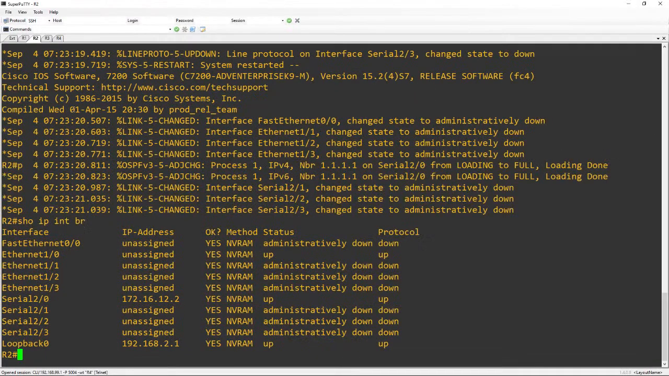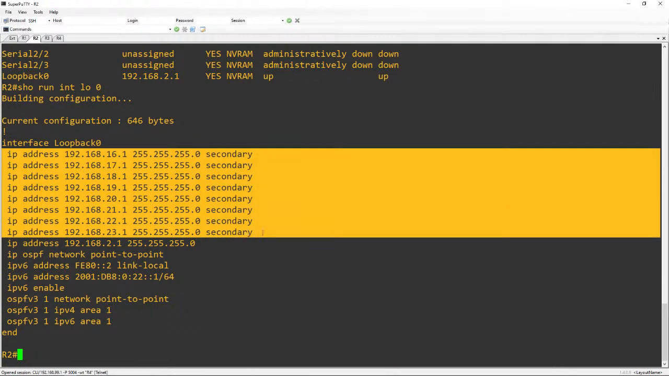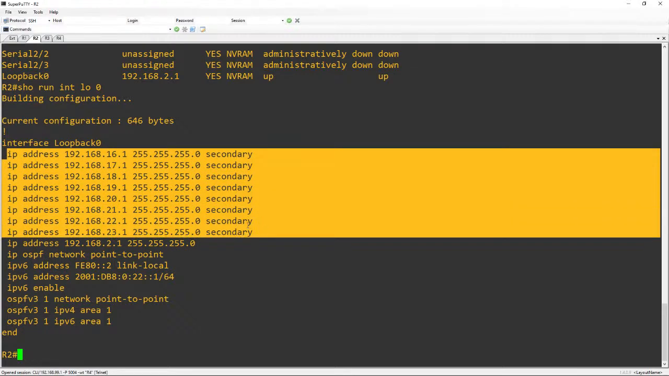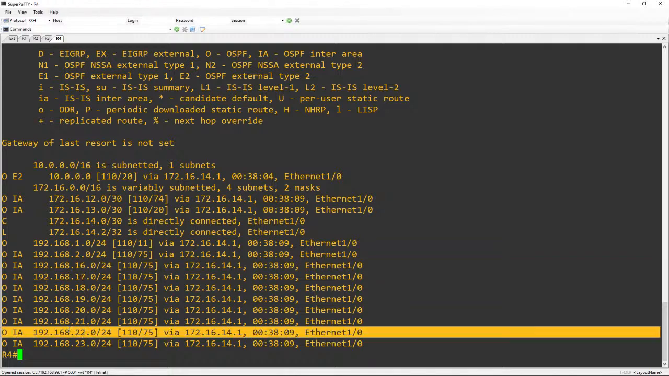They don't show up as a primary address, but if I do a show run interface loopback 0, we have a bunch of these secondary addresses configured on the interface. So it's just to generate additional networks in the topology. They don't show up in the show IP interface brief output because only the primary address shows up there. But these are just additional networks that we're injecting into OSPF just for the purposes of having more information in our database. So we see what we would expect to see there.